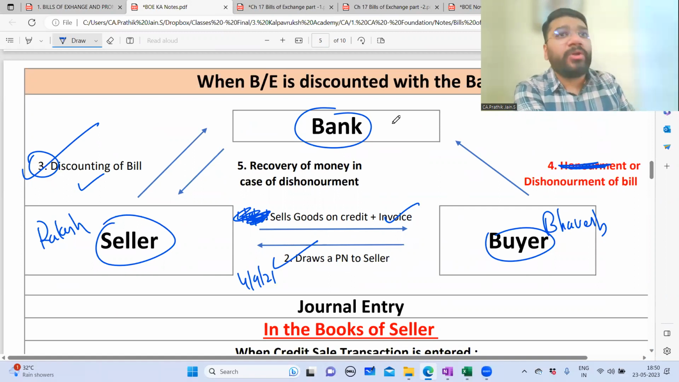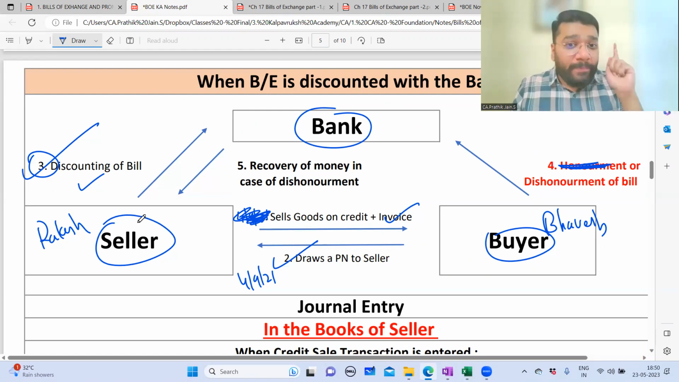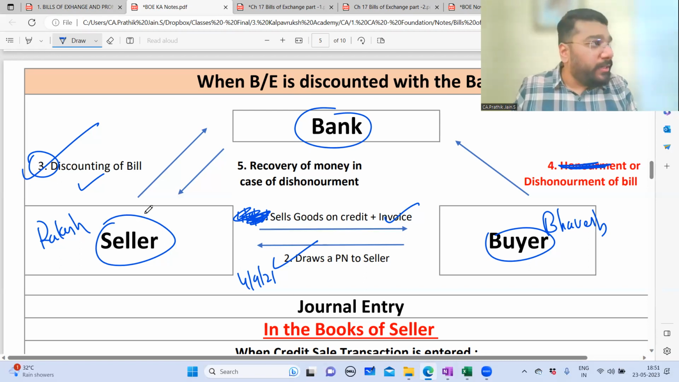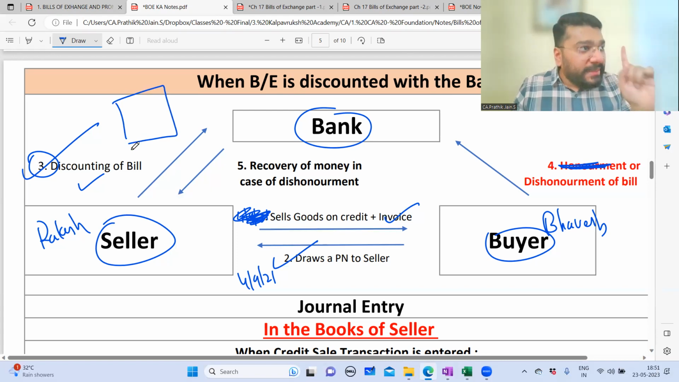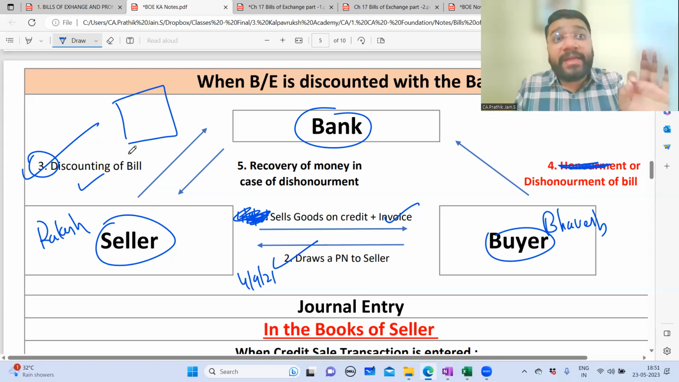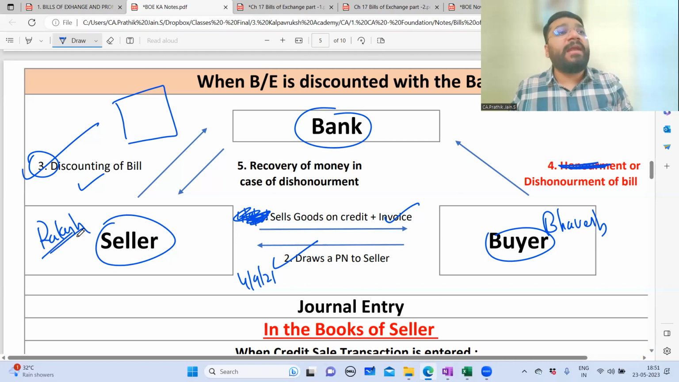You know what the banker does? When Rakesh approached the banker for discounting the bill, the banker very smartly made Rakesh sign one contract and agreement. In that contract, there is one particular point where it is mentioned that on the due date, when I go and collect money from Bhavesh, and if Bhavesh does not pay the money, I will collect that money from you on the very same date from your bank account without informing you.